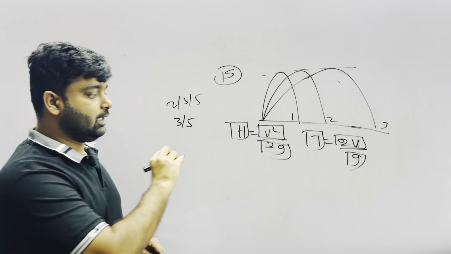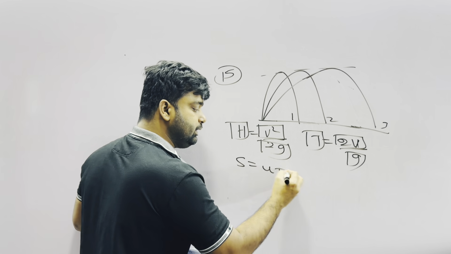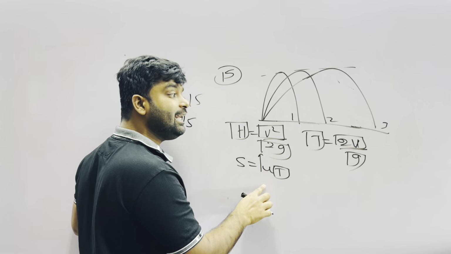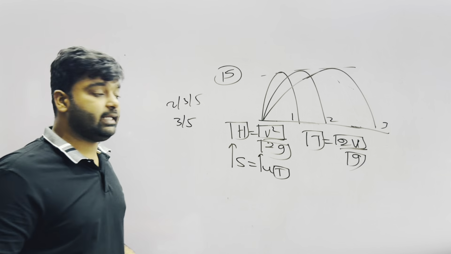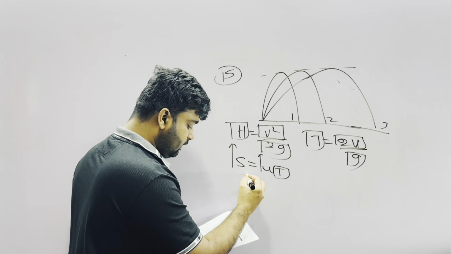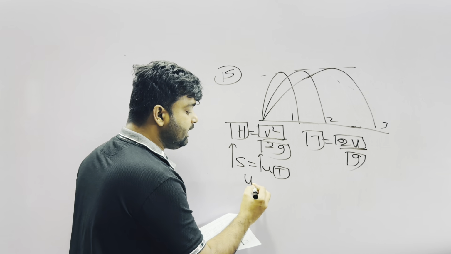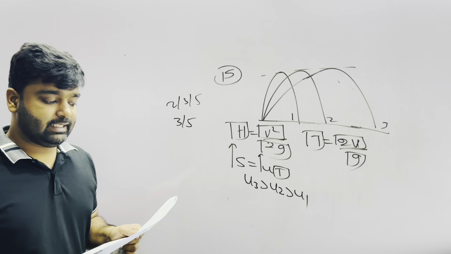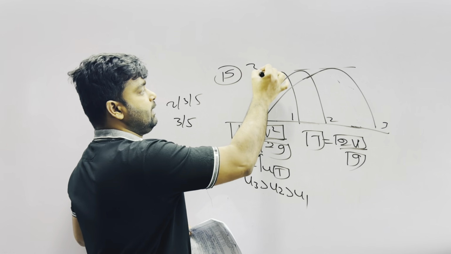And for the horizontal range, we can apply S is equal to ut. Time is the same for all of them. Therefore, if u is greater, then only the horizontal range will be greater. Therefore, u3 is greater than u2 is greater than u1. The best answer is the third one.